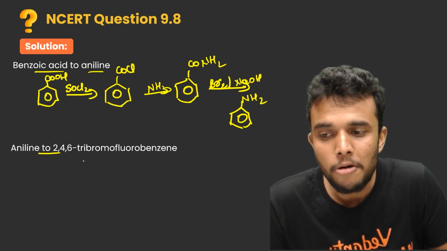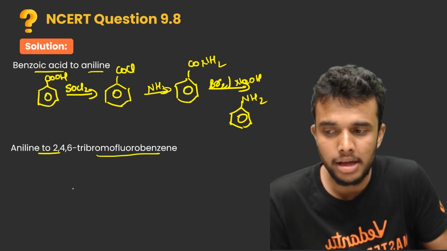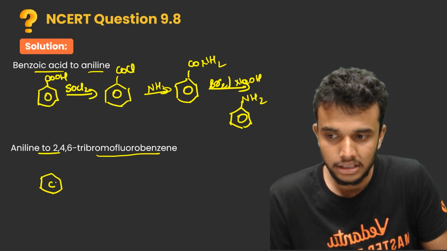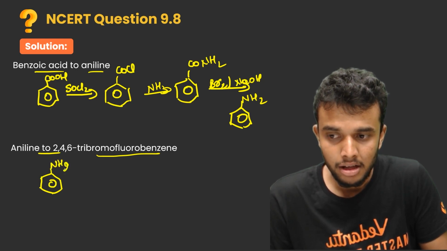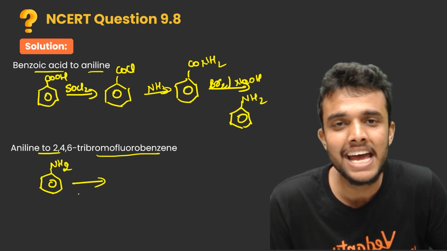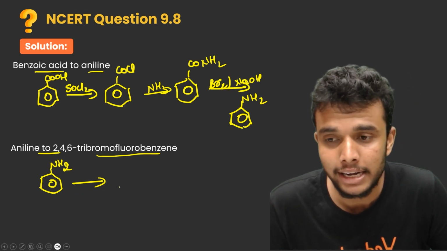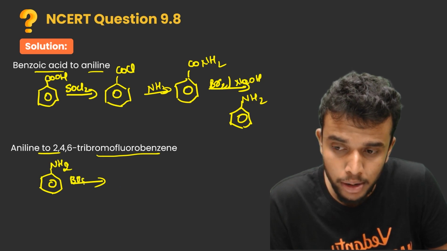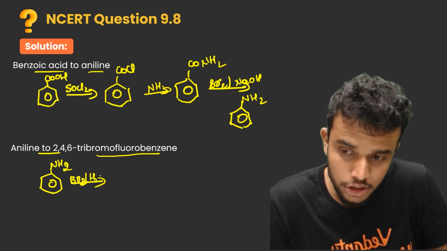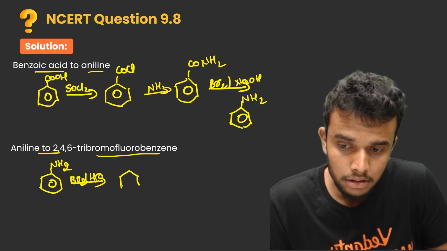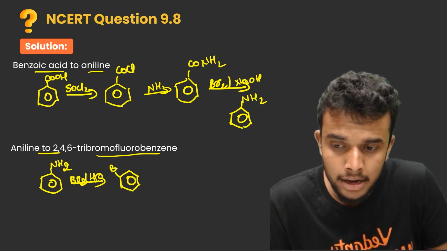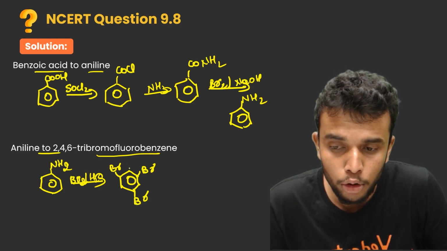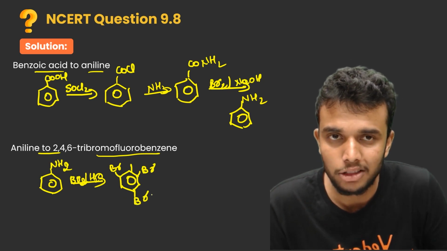Aniline to 2,4,6-tribromofluorobenzene. Aniline, what is the structure of aniline? This is the structure of aniline, right? We already know aniline is an ortho and para directing group. If we want the bromo compound, it is reacted with bromine water, Br2 in the presence of H2O. It yields the ortho and para substituted product; the bromo group is substituted at the ortho and para positions.